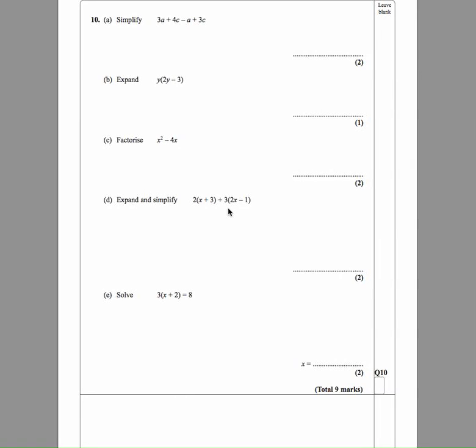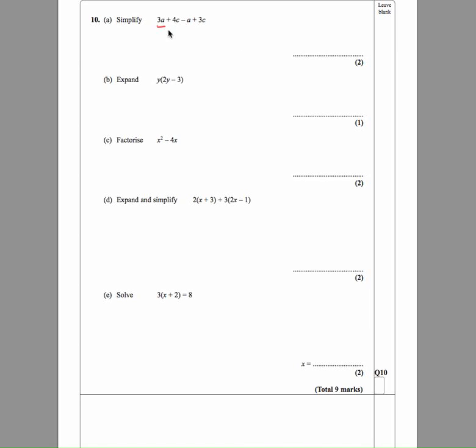Okay, question 10, some straightforward algebra. First of all, we need to simplify 3a plus 4c minus a plus 3c. Okay, so let's just put these together. So basically what you're doing here is collecting up terms that match.